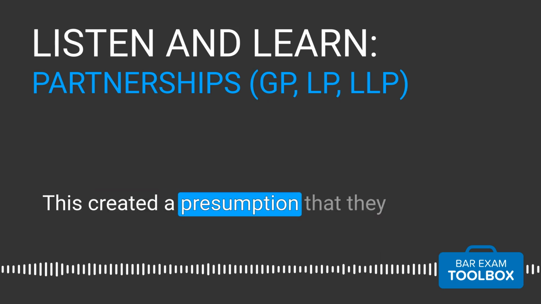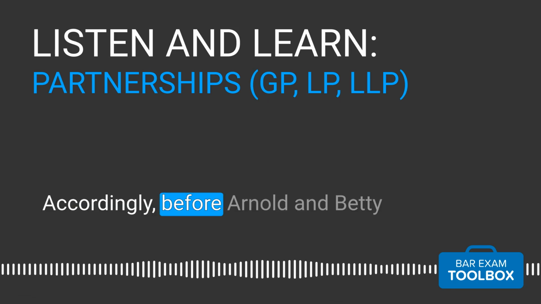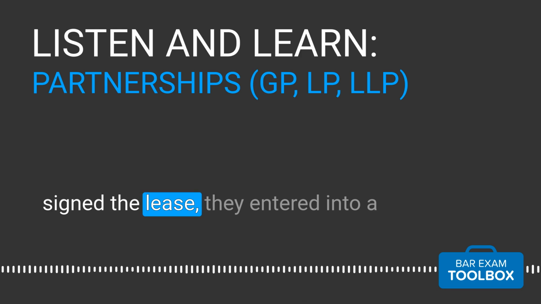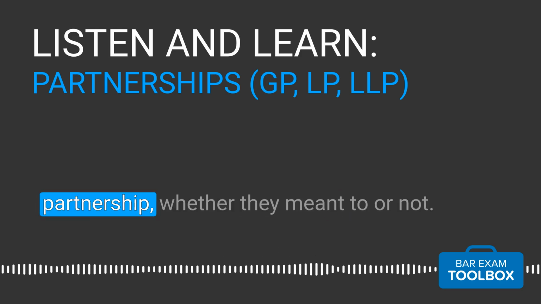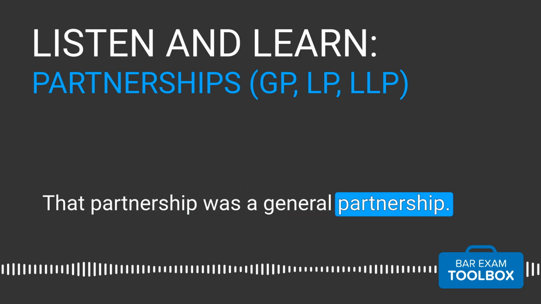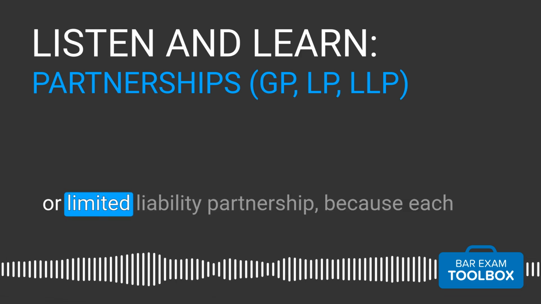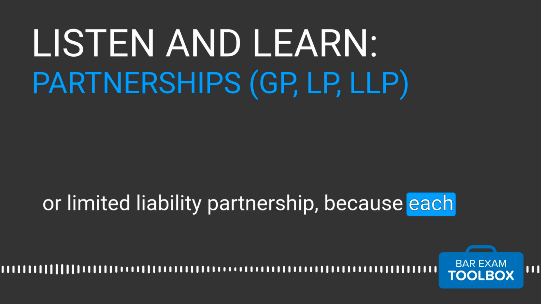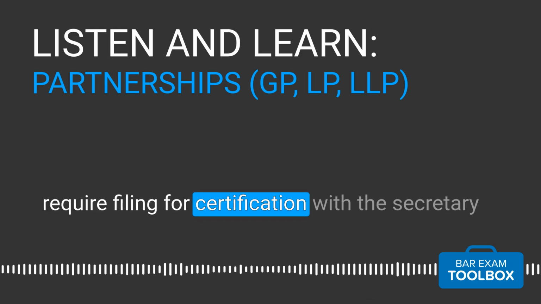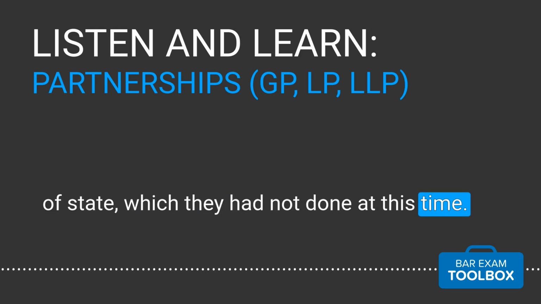This created a presumption that they intended to carry on a business for profit. Accordingly, before Arnold and Betty signed the lease, they entered into a partnership, whether they meant to or not. That partnership was a general partnership. They did not enter into a limited partnership or limited liability partnership, because each require filing for certification with the Secretary of State, which they had not done at this time.